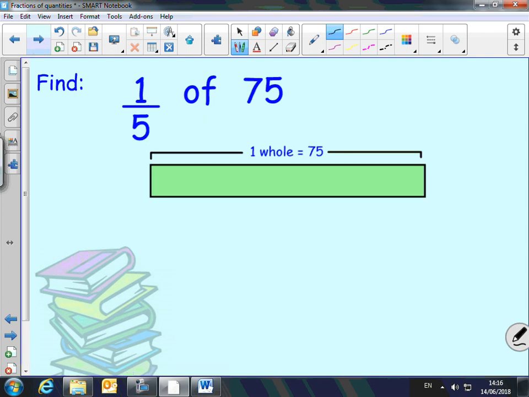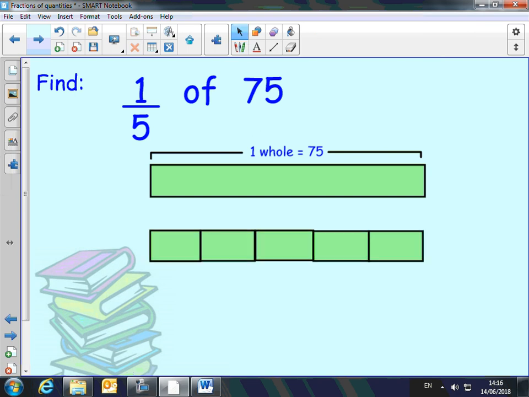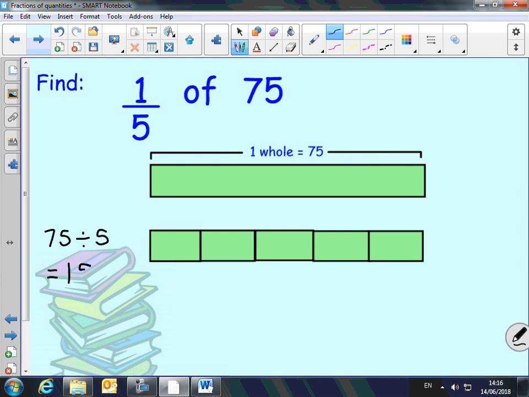Next, we have 1/5 of 75. So again, one whole represents 75. We're going to split our bar up into 5 equal parts. So to find what goes in one of those parts, we say 75 divided by 5, and that will give you 15. So each of these boxes represents 15. So as you can see on the board, this is 1/5 of 75, and it is equal to 15.